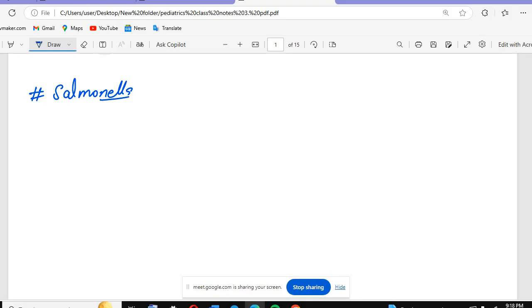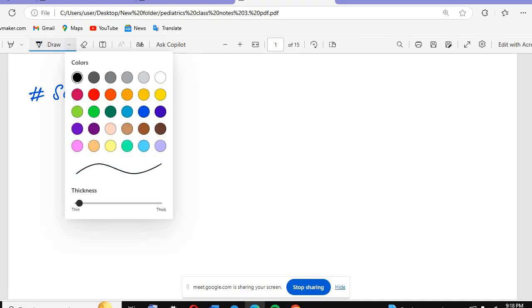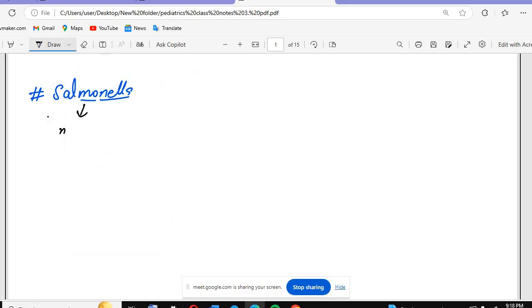When we talk about Salmonella, remember, we have the MO. MO means these are motile bacteria. Whenever I say motile bacteria, I mean to say that they have flagella, because flagella are the only things that help in the movement of the bacteria. So that will be the motile bacteria.